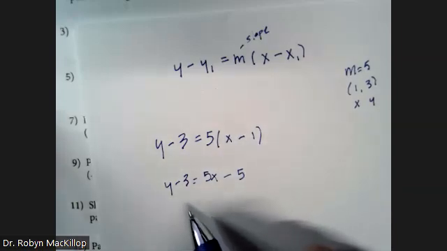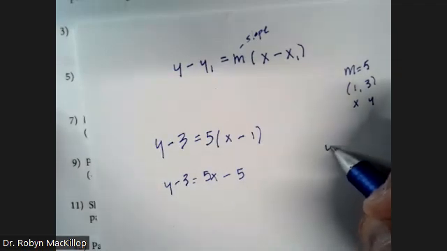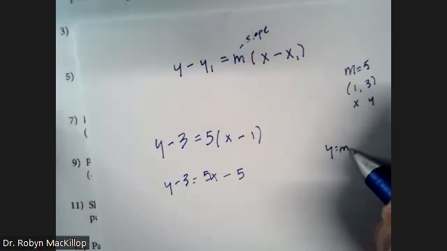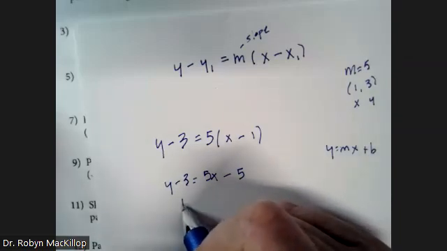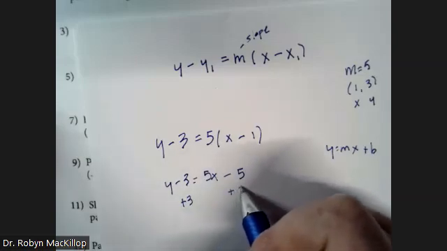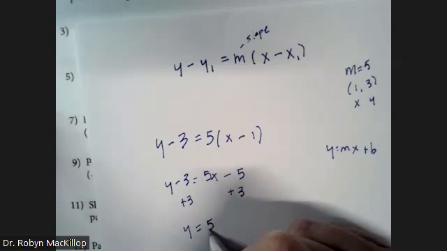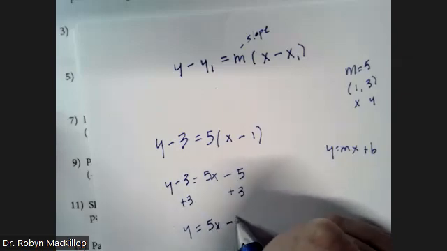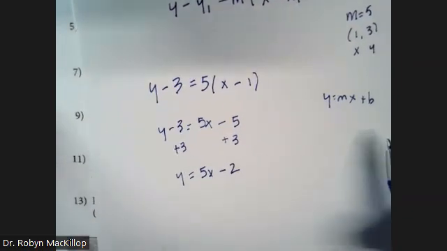Now we're going to clean it up a little bit more. We're going to get rid of this 3 because we want y all by itself. Remember, we're always going for this, which is your slope-intercept form. We always want to start with y equals. So we're going to add 3 to zero out the 3 on this side, which means we're going to add 3 over here. Now we've got y equals 5x minus 2. Does that not look like slope-intercept form?